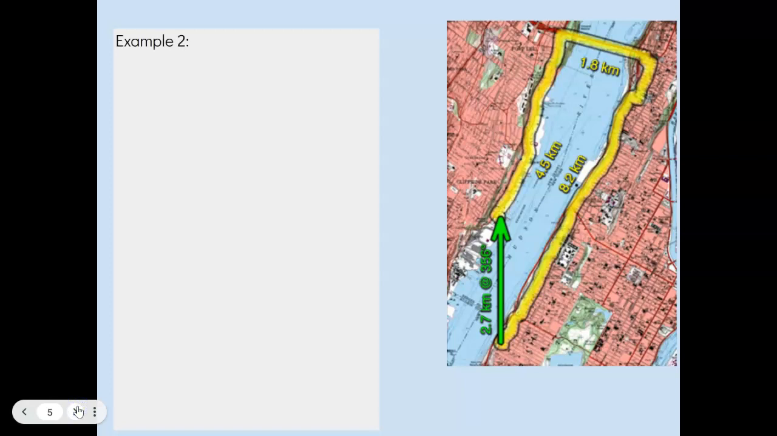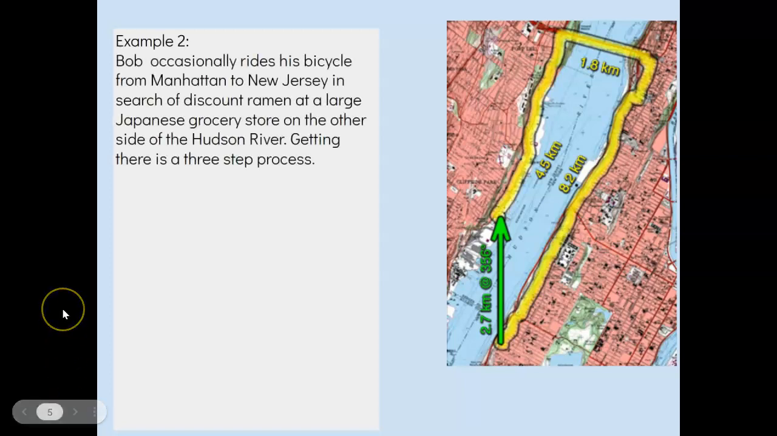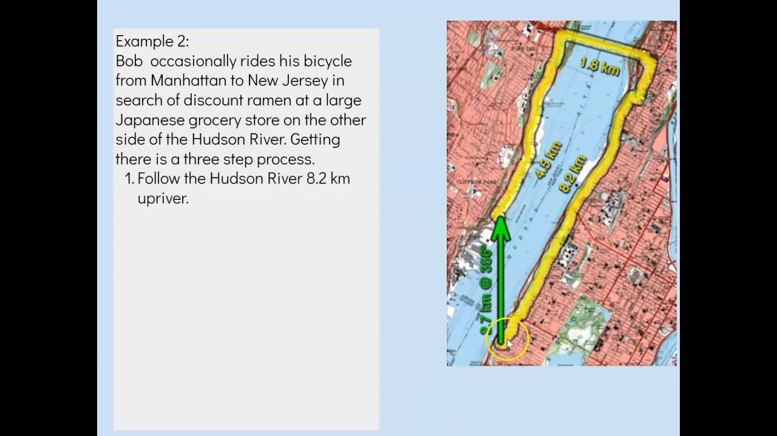So let's take a look at an example here. It says, Bob occasionally rides his bicycle from Manhattan to New Jersey in search of discount ramen at a large Japanese grocery store on the other side of the Hudson River. Getting there is a 3-step process. 1, he has to follow the Hudson River 8.2 kilometers upriver. So he's starting out his journey to go find ramen. So he has to travel 8.2 kilometers up along the Hudson River.